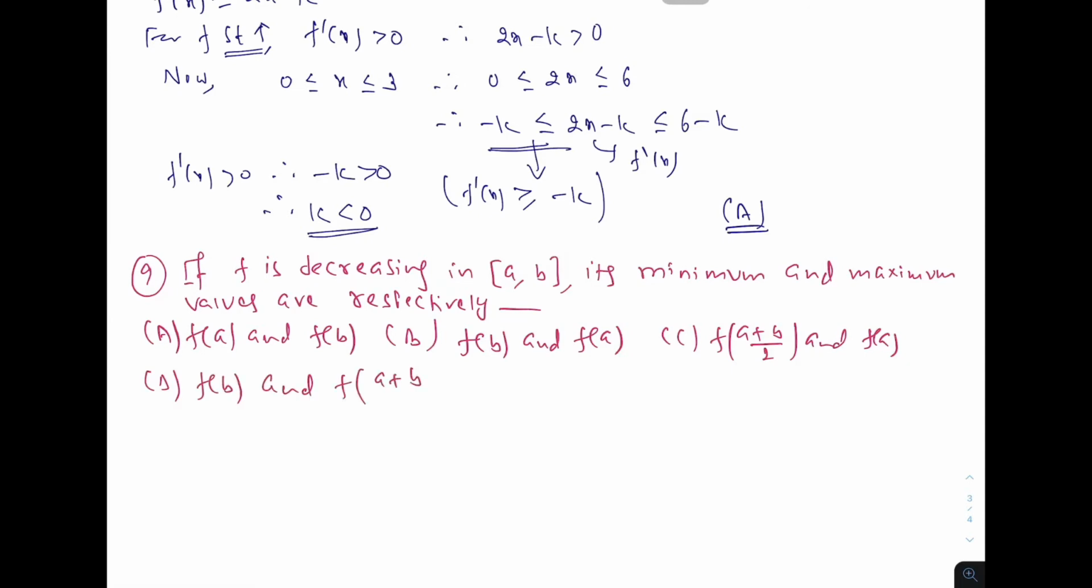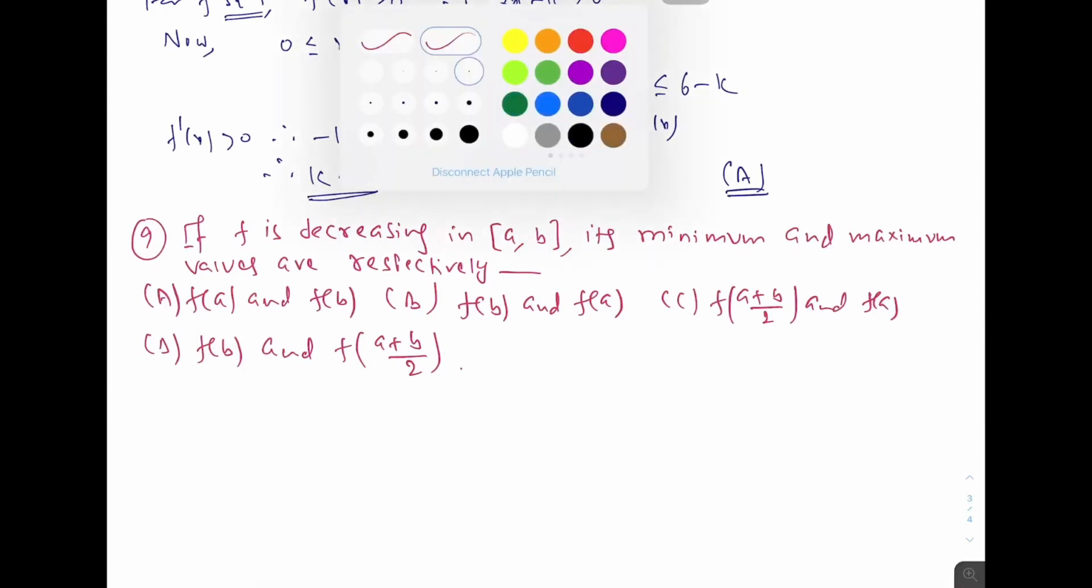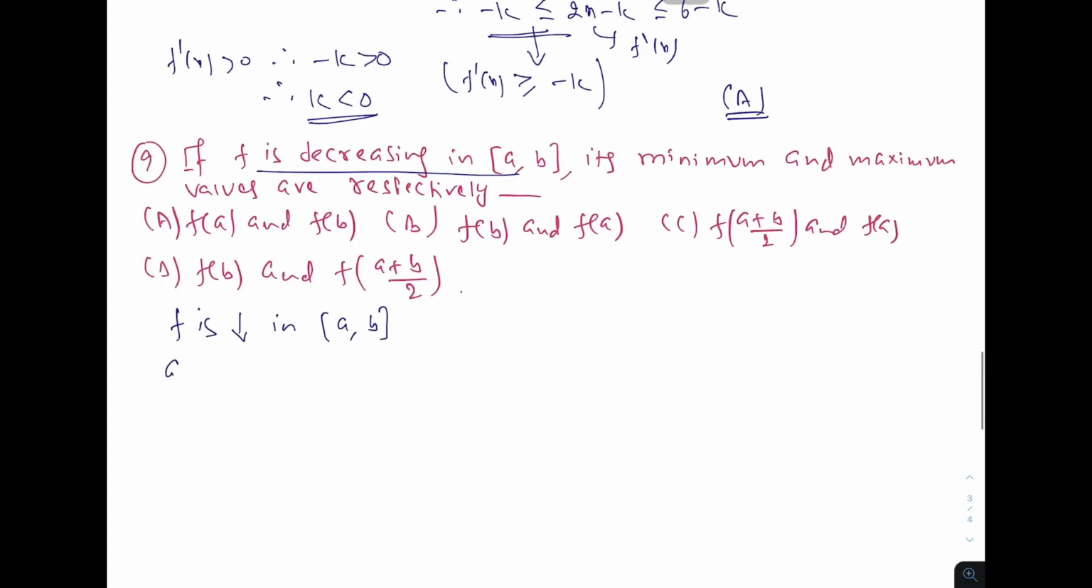and f of a plus b by 2. So f is decreasing in open interval a b, so f is decreasing in closed interval a b. Now the function is decreasing. So here a is less than or equal to b and the function is decreasing, so f a should be greater than or equal to f b.